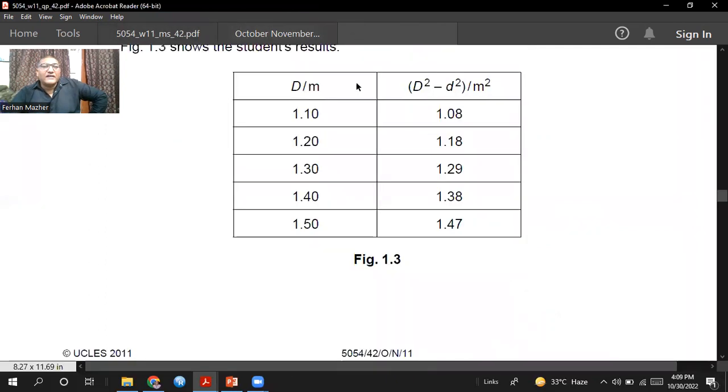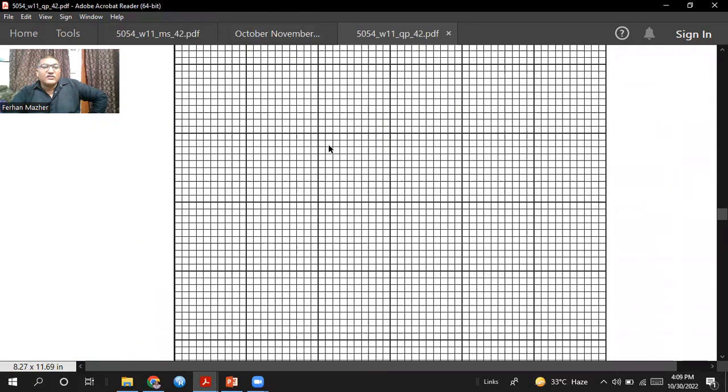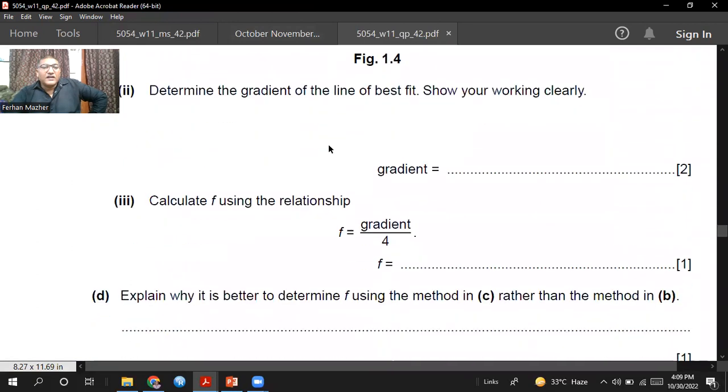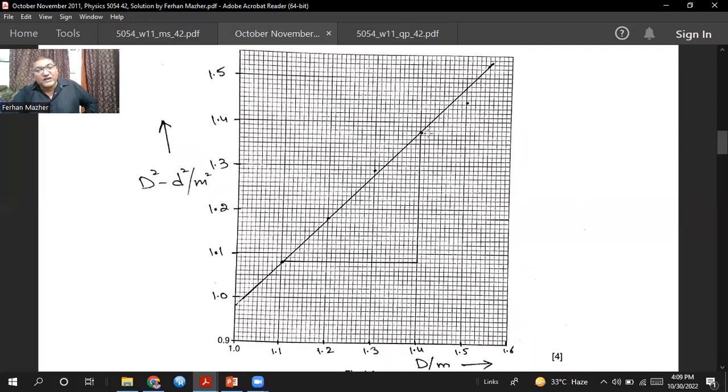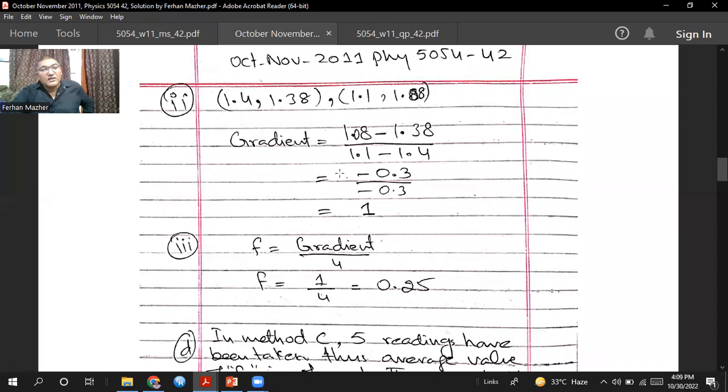After drawing this, what is the question? The question says, determine the gradient of the line of best fit, showing your working clearly. If you want to find the gradient of this line, suppose I take this point and this point, and I make a triangle here. The gradient of this line will be the rise divided by the run. Let me show you, I have done this.